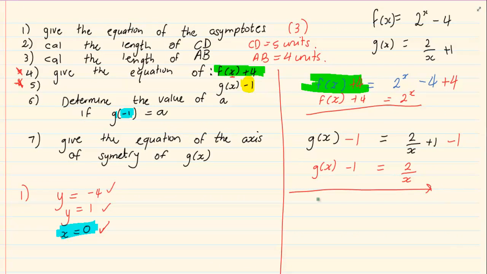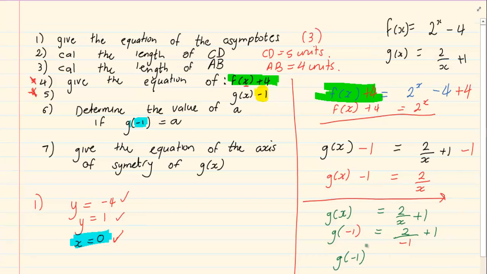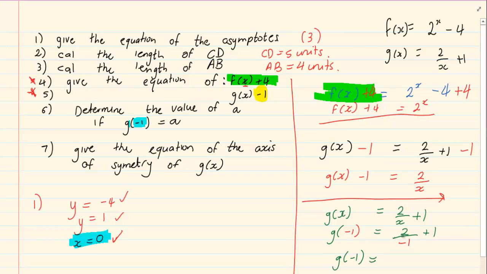So what they're saying is that we're going to start with g of x. G of x is equal to 2 over x plus 1. Then they are saying in place of x, I'm going to put a minus 1. So in place of x, I'm putting a minus 1. And then I'm going to have my same sum, but in place of x, I'm putting a minus 1. So what do I have? My final answer is g of minus 1 is equal to minus 1. And they are telling us to call this a. So I'm simply going to say a is equal to minus 1.